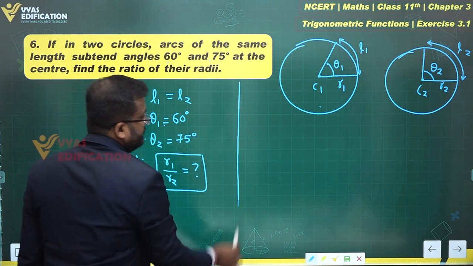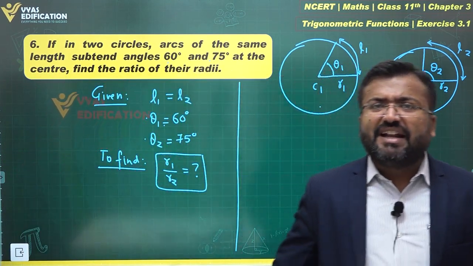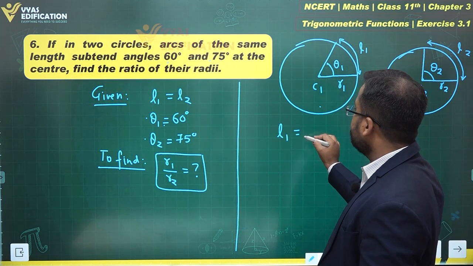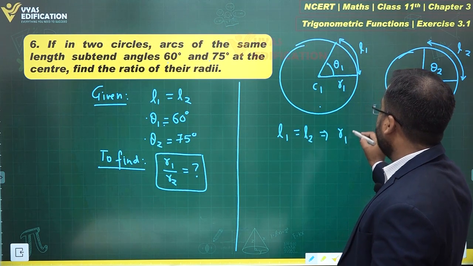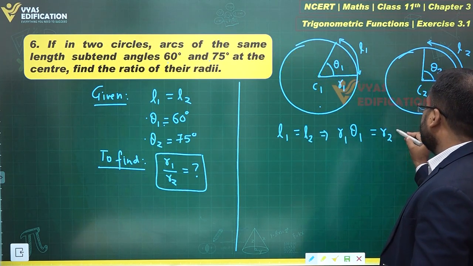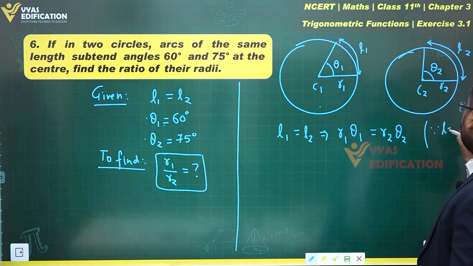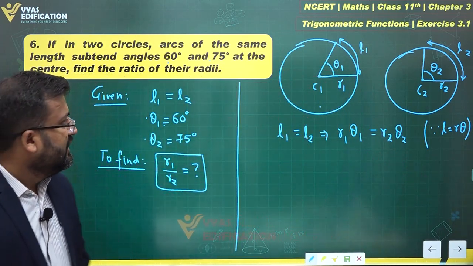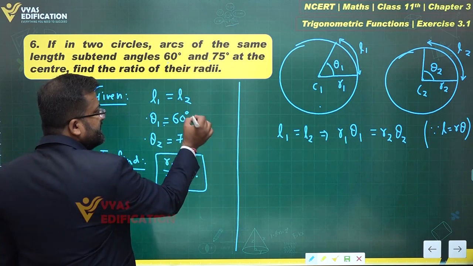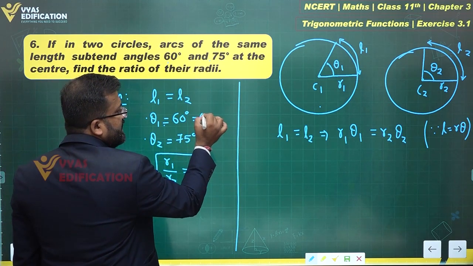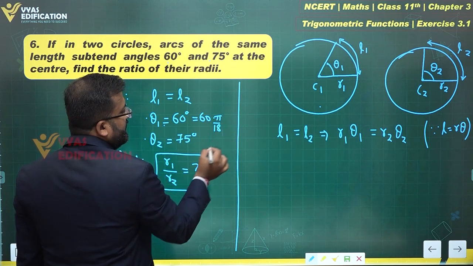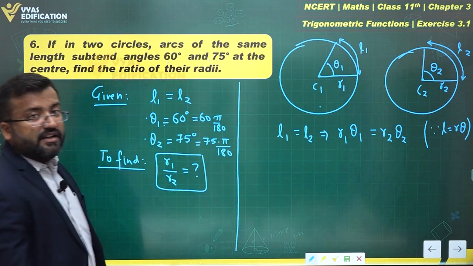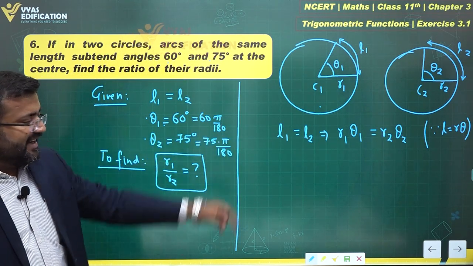How do we find this? We have one simple relation. What is that? L equals R theta. Okay. So we have L1 equals L2 implies R1 theta 1 equals R2 theta 2. Since L equals R theta is something which we know. But theta 1 and theta 2 have to be in radians. This theta 1 is 60 degree, which will be equal to 60 times pi by 180. This is 75 times pi upon 180. Don't forget that, right? The angles have to be in radians for applying in this formula, right?